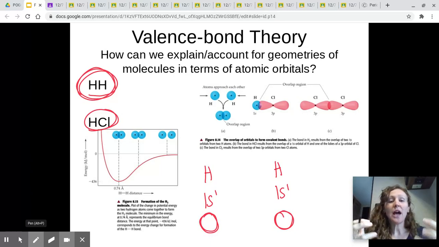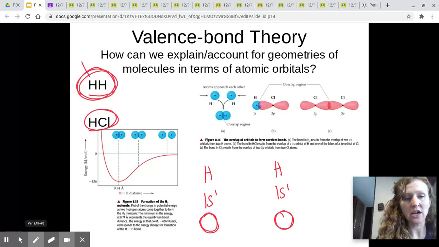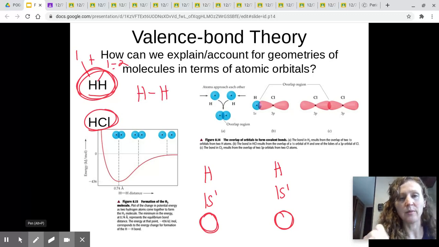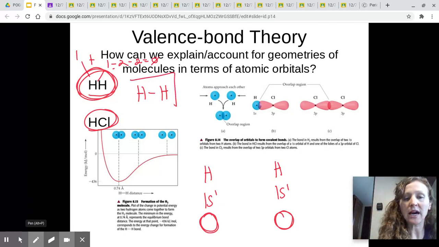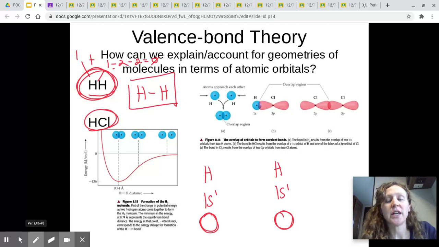So when hydrogen bonds with hydrogen, we can draw out the Lewis dot diagram for this, right? Each hydrogen has one valence electron, so we have two valence electrons. We're going to bond them to each other. That bond is going to be those two electrons, and we have no electrons left over. So this is our hydrogen Lewis dot diagram.